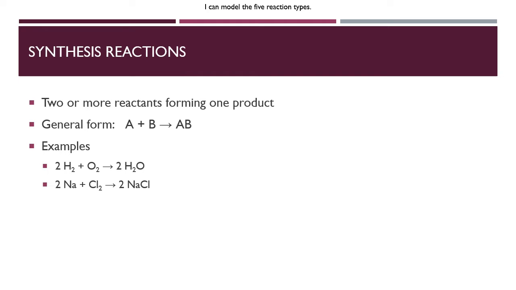Here's another example of a synthesis reaction where we have sodium and chlorine forming sodium chloride. And you can see the equation there. Again, the key is just one product. Whether we had 2 reactants or 20 reactants, as long as we just have a single product, like you see here, that would be a synthesis reaction.